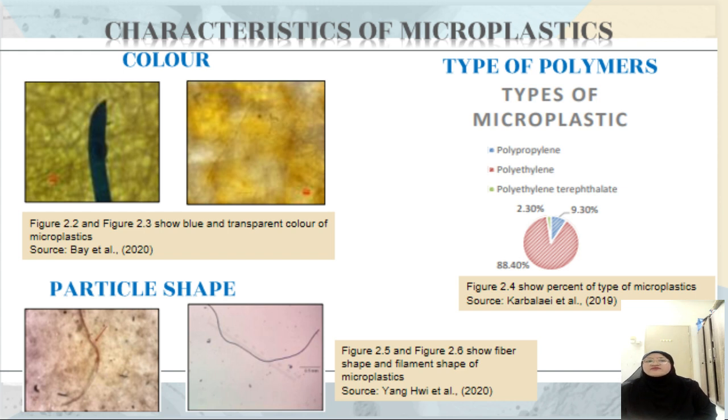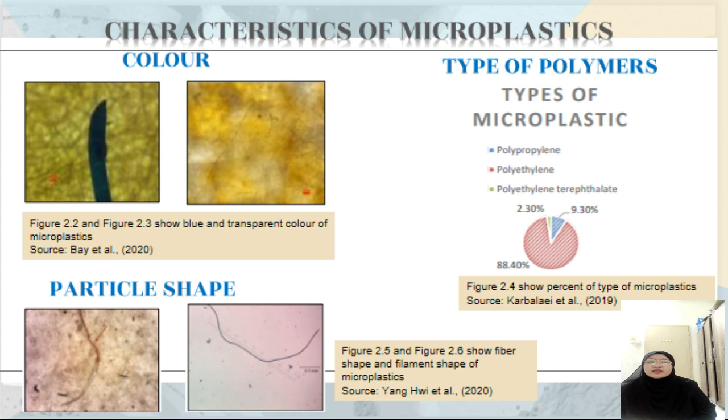Plastics are made from several different polymers. Figure 2.4 shows the percentage of microplastic found in Malaysia. The highest percentage of microplastic is polyethylene. This is caused by fishing activity near this area. From this review, we can conclude that polyethylene and polypropylene are the most common types of polymer found in microplastic.